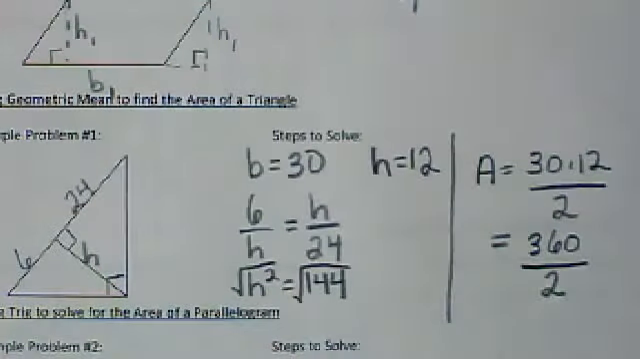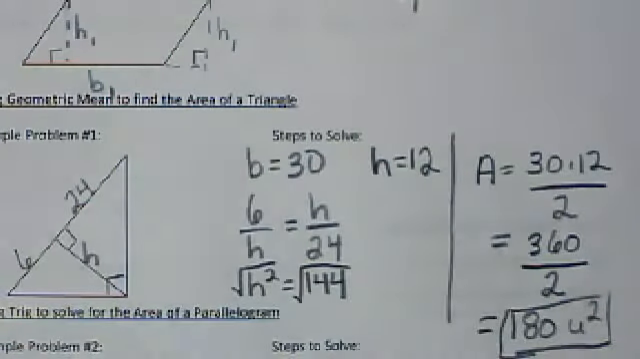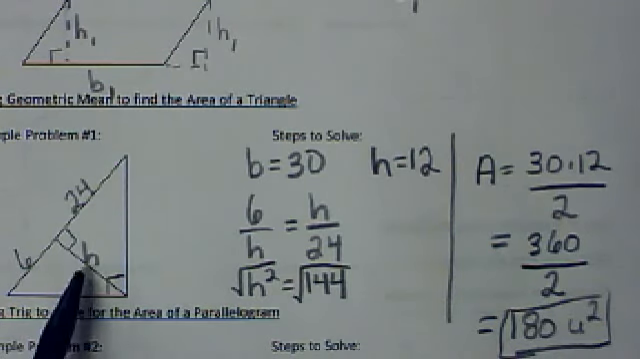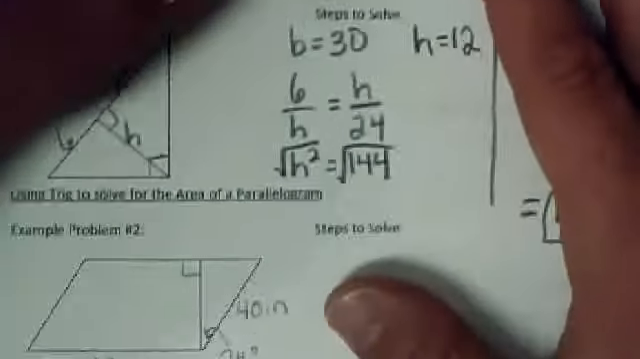That's the result of 30 times 12. And that means that my final answer is 180 units squared. So that's the area of that triangle. So we utilized the geometric mean to solve for my missing height. Once we found the height, I multiplied my base times height, divided it by 2 to get my area.